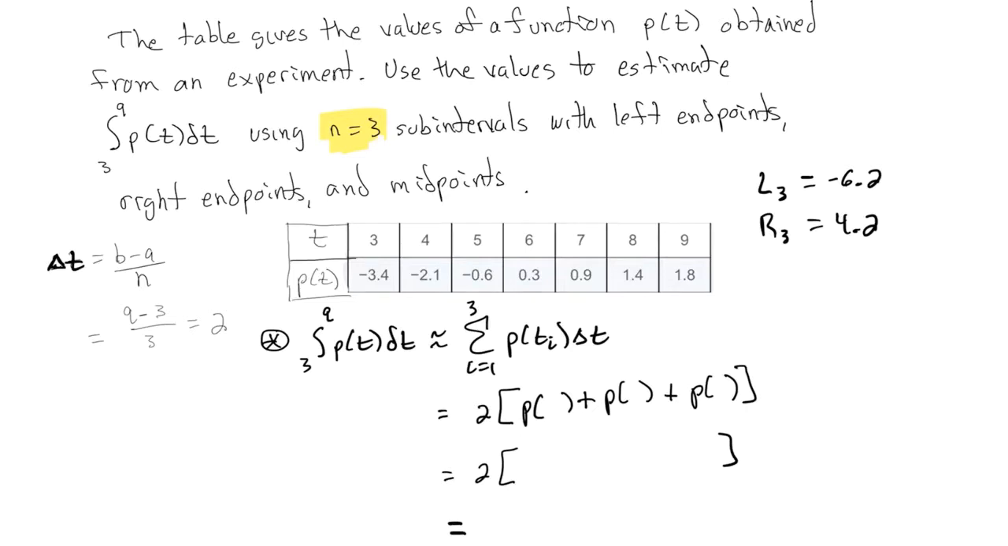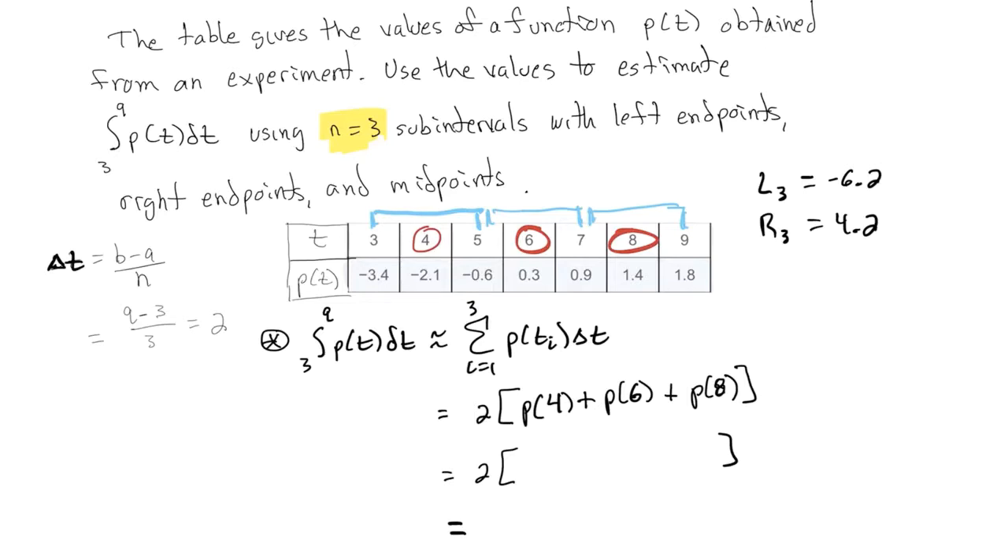So again, delta t is 2. So I'm starting at t equals 3, and I'm going to t equals 5, t equals 5 to t equals 7, t equals 7 to t equals 9. Now I'm using the midpoint of each of those intervals. So for that first subinterval, t equals 4 is my midpoint. So I'm going to have p at 4. Then my next subinterval is t equals 6. So I'm going to be evaluating p at 6. And then that last subinterval midpoint is t equals 8. So I'm going to be evaluating p at 8.